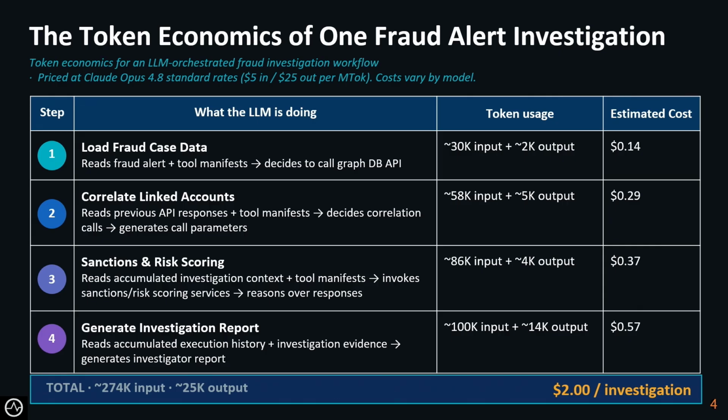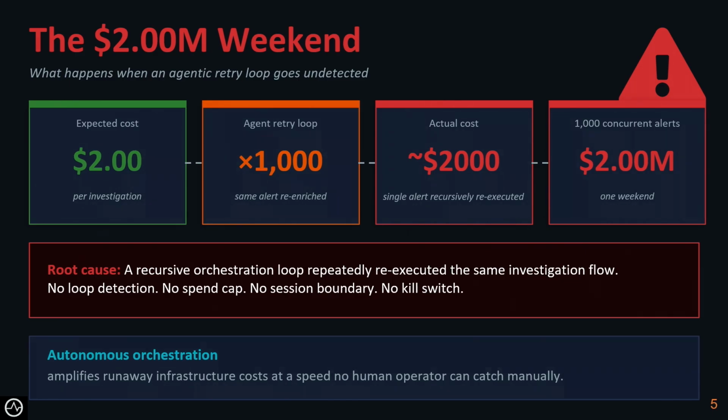The issue comes when this runs in production at scale. If something goes wrong, let's see how this $2 becomes $2 million in a weekend. Imagine a recursive orchestration retry loop has been introduced into the process. If it is tried 1,000 times, the $2 simply becomes $2,000. That is still okay, but what happens on a busy weekend, if thousands of alerts land on the system? $2 becomes $2 million in the weekend. So what is the issue? Simply, the APIs were healthy.